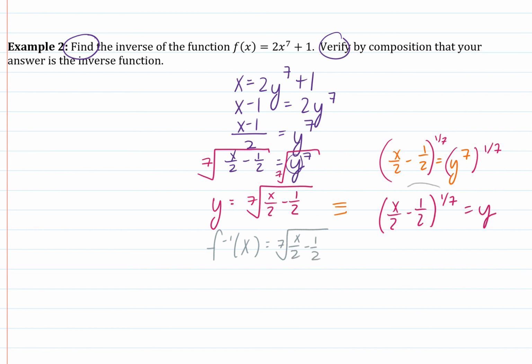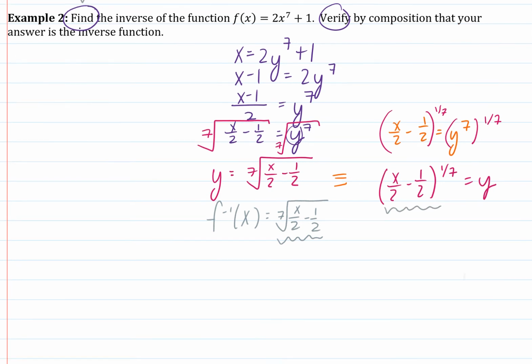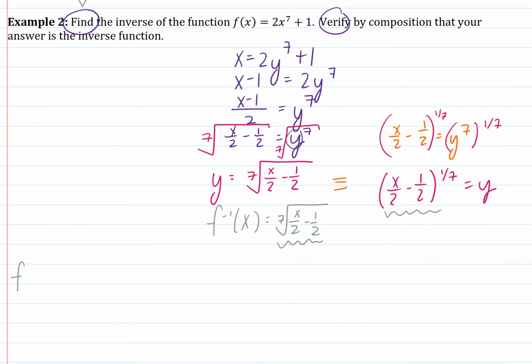Keep in mind, you cannot distribute this exponent. You'd have to put it to get to a root. So neither this radical expression nor this exponential expression is easy to simplify. Okay, so we're done finding the inverse. Now we need to verify that these actually are inverse functions. Well, we learned how to do that yesterday. We need to do some function composition.